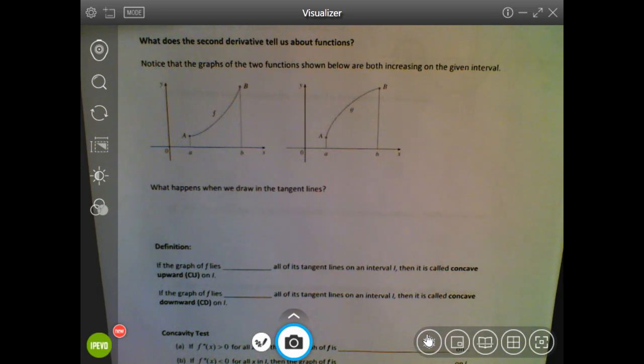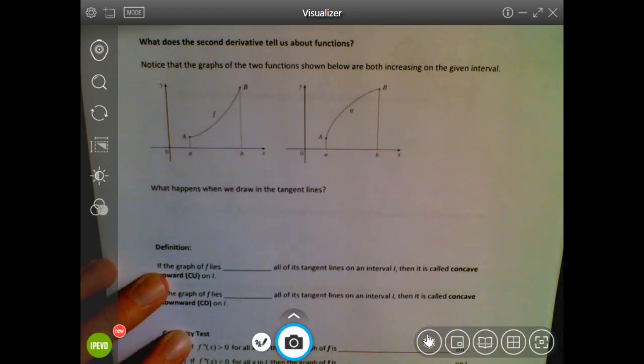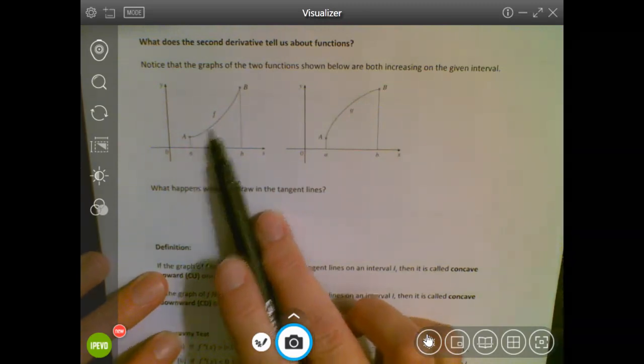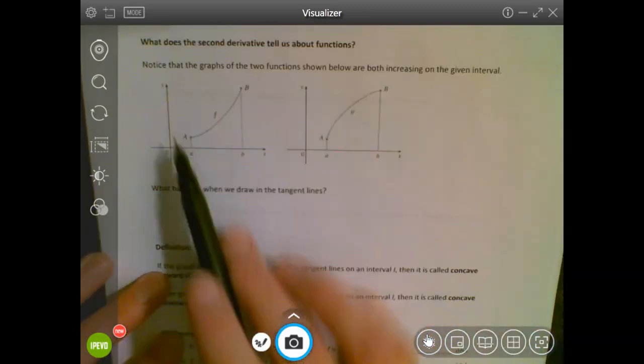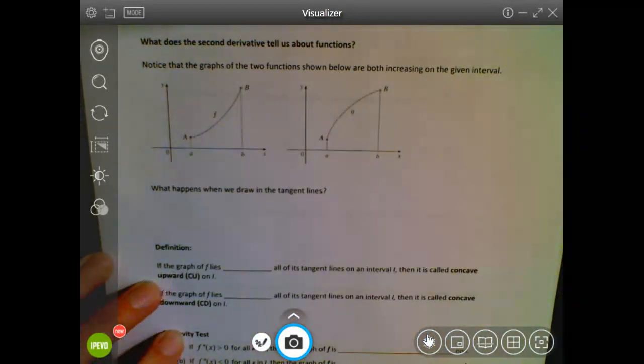So now that we've looked at what a first derivative can tell us about a function f, we're going to be taking a look at the second derivative. In our opening example here, we've got two functions shown below, and they're both increasing on this interval from a to b. Increasing this way, and we are still increasing this way.